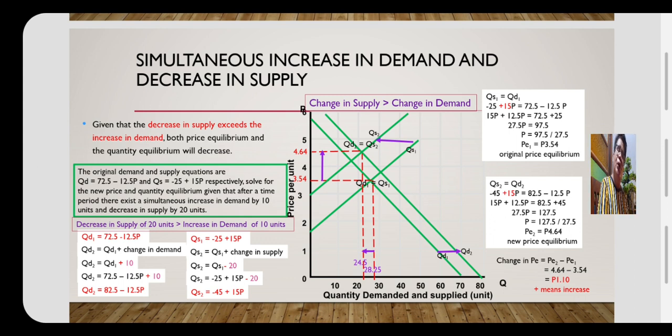This is the same procedure we will do for deriving the new supply equation, so that the new supply equation is negative 45 plus 15P. The original supply equation is negative 25 plus 15P. What we added is the change in supply, specifically a decrease in supply by 20 units, so we introduced negative 20 as what was deducted from the original supply equation. So the new supply equation is QS1 minus 20, where QS1 is the original supply equation, negative 25 plus 15P. So the new supply equation is negative 25 plus 15P minus 20. Simplifying, we have negative 45 plus 15P.